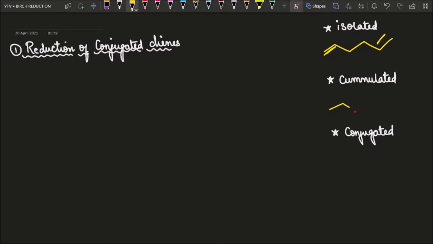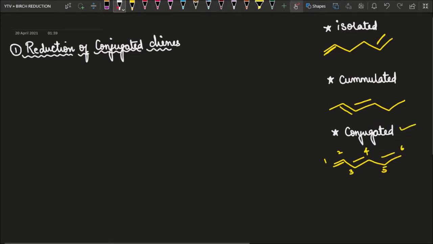In case of cumulated dienes, if I have these many carbons, if I have a double bond present here, the next carbon is going to have another double bond. So the two double bonds are present on adjacent carbons, then we call it cumulated dienes. Now when we say conjugated dienes, it means that if there is a double bond between first and second carbon, the next double bond will be present between third and fourth carbon, and then the next double bond will be present between fifth and sixth carbon. So if alternate double bonds are present, we call them conjugated dienes.